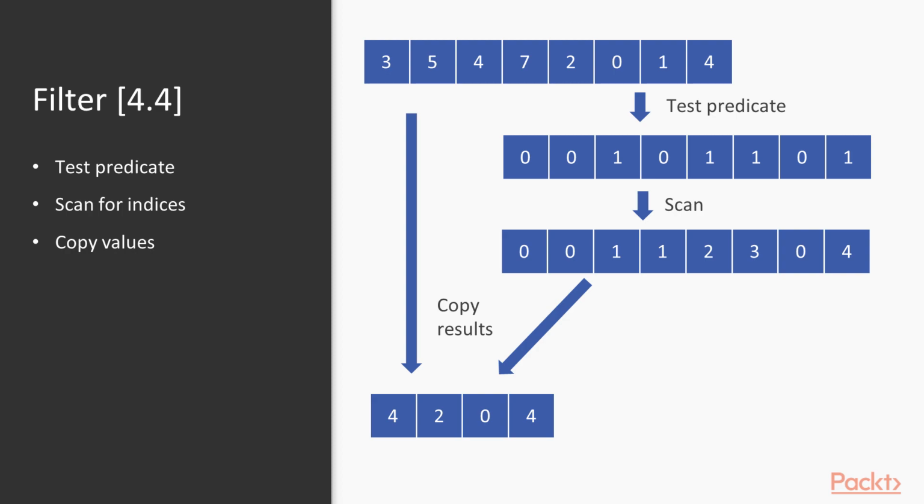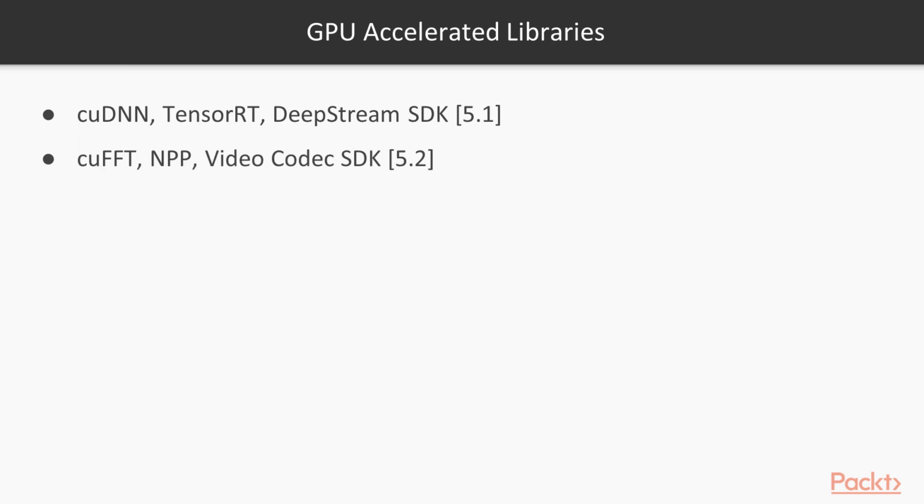Finally, we saw how prefix sum could be used as a building block to implement a filtering or stream compaction operation. Next, we took a brief tour of NVIDIA's many GPU-accelerated libraries. For deep learning, we looked at cuDNN for training, TensorRT for inference, and the DeepStream SDK for video analytics. We also talked a little bit about tensor cores, NVIDIA's special purpose deep learning hardware, and how to adjust settings for deep learning performance. For signal, image, and video processing, we looked at cuFFT for Fourier transforms, NPP for image and signal processing primitives, and the video codec SDK.